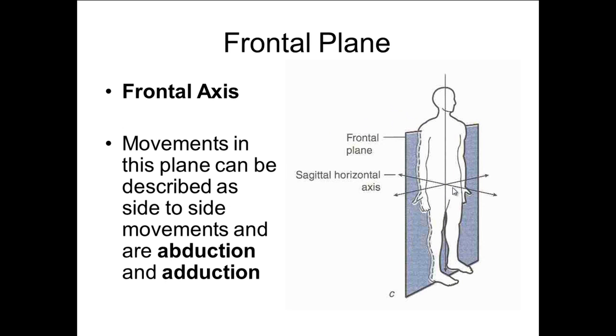The other two types of plane are the frontal plane, and that pivots around a frontal axis. These are thought of as movements like abduction and adduction. So that's where, if your arm's down by your side, it moves outwards. We can think of those motions, abduction and adduction, really being in the frontal plane.